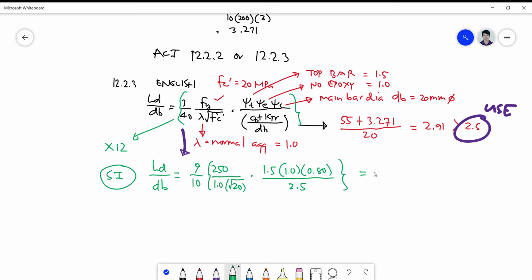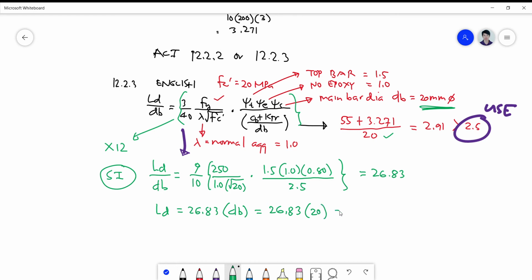So this is 26.83 times... So LD now is equal to 26.83 times dB. Okay. Since we are in metric, you substitute 20 mm for your bar diameter. It's the bar diameter. So we simply multiply 26.83 times 20.